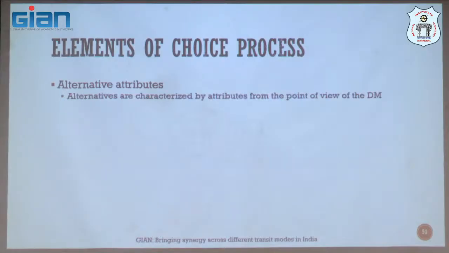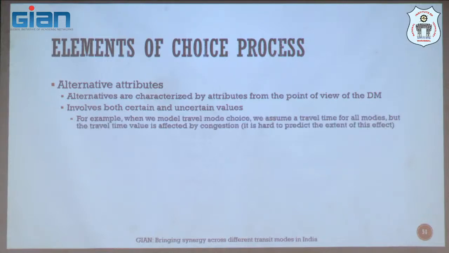And then alternative attributes. These are how each alternative is characterized. For example, if you're thinking about vehicle purchase, the attributes could include the cargo space, how many seats, and the engine type, whether it's diesel, petrol, hybrid, or EV. These are all attributes of the alternatives that will influence the choice process. So all of these can be considered. Again, some of them are very specific values, some of them are uncertain values. So that's a challenge.